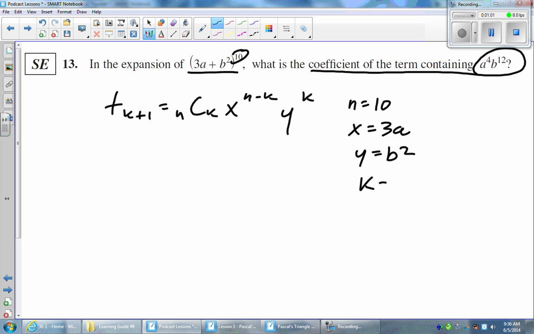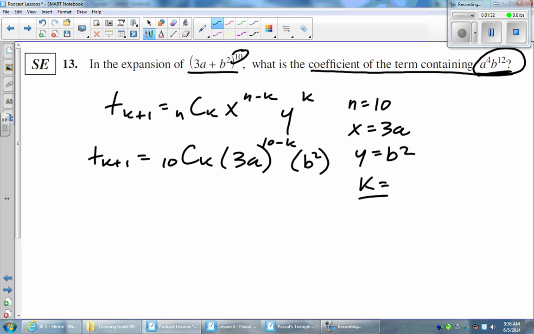Now for k, we don't know what term number we're trying to find here. We're just trying to find the coefficient of this term. So we don't know what k is, but let's plug things in and see, just by observation, what k could be. So we have t_(k+1) = n choose k, which is 10 choose k. x is 3a, so notice I'm putting the brackets again, all to a power of 10 minus k. y is b^2, and we're raising it to a power of k, which we don't know yet.